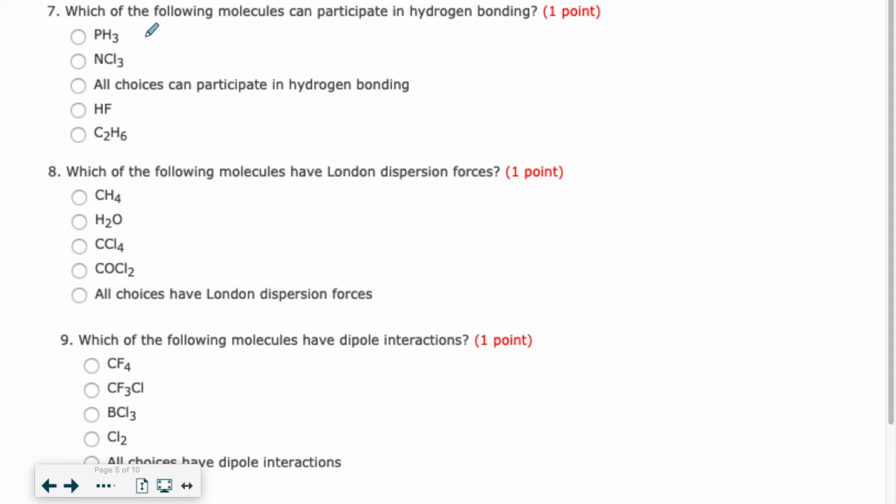Number 7. Which of the following molecules can participate in hydrogen bonding? Now, in order to have hydrogen bonding, you have to have a few criteria met. Your hydrogen atom must bond to one of 3 different atoms. It could bond to a fluorine, an oxygen, or a nitrogen. They have to be extremely electronegative.